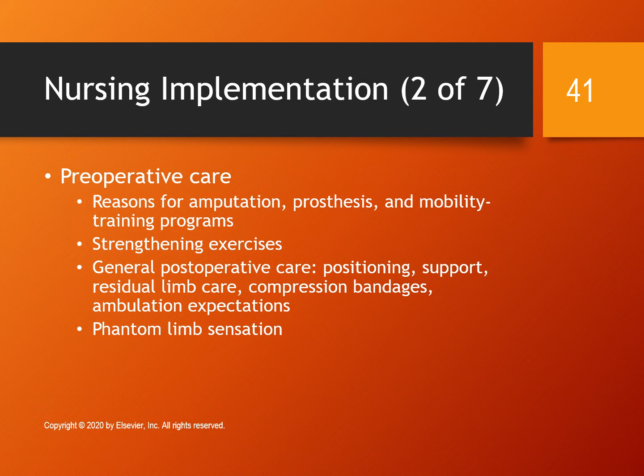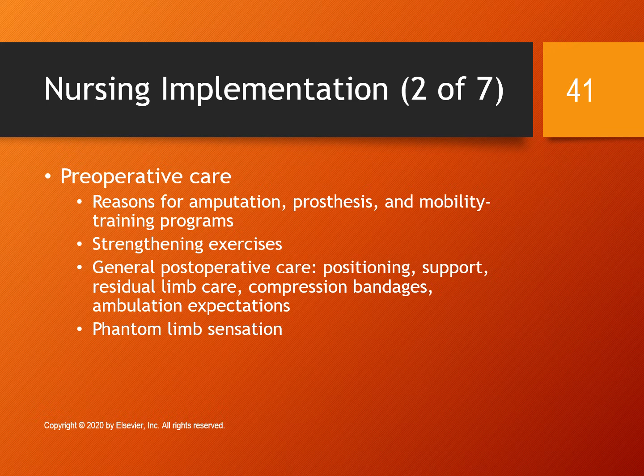Preoperatively, consider the reasons for amputation. Is this patient getting any prosthesis? And then mobility training programs, especially if a patient has a lower extremity amputation. Postoperatively, this focuses on residual limb care, bandages, positioning support, and ambulation expectations.